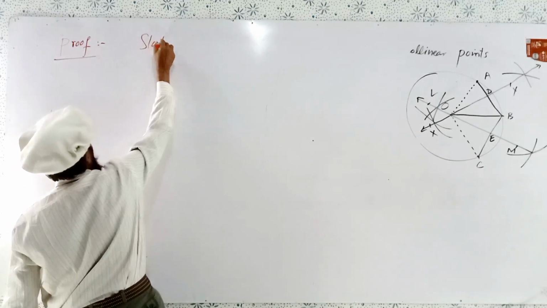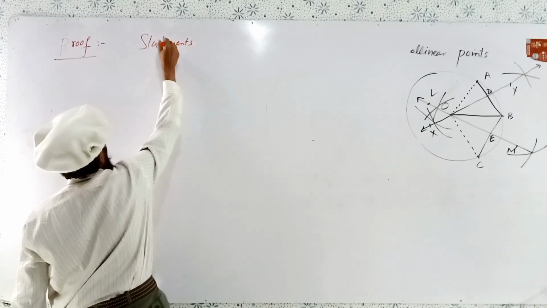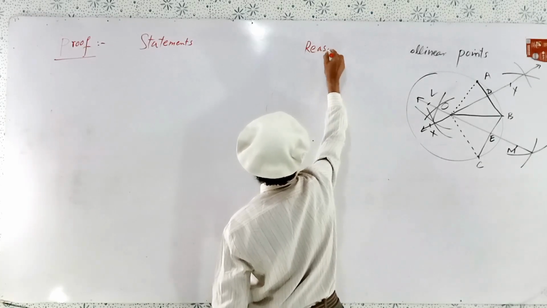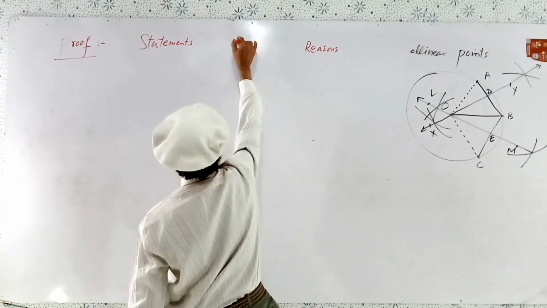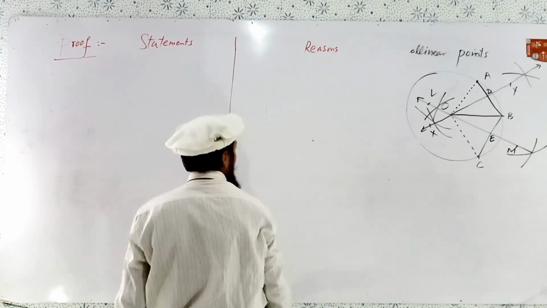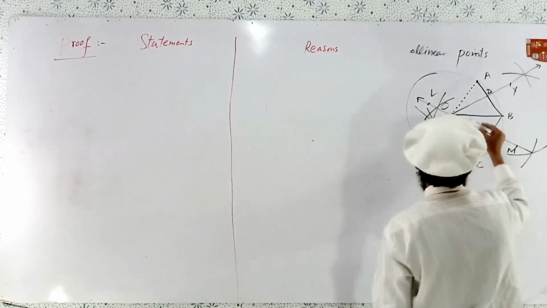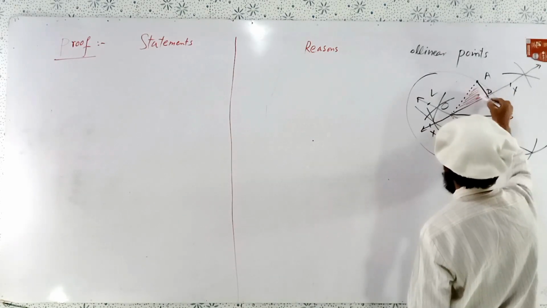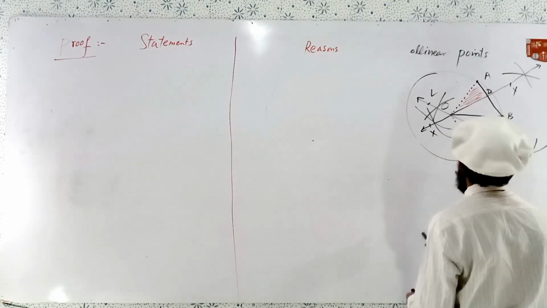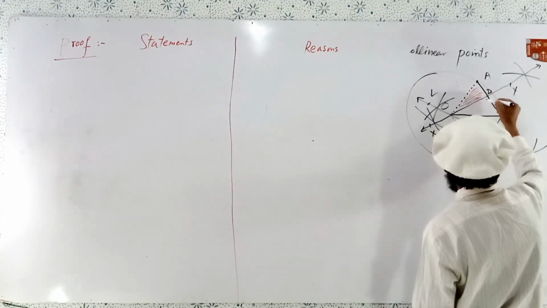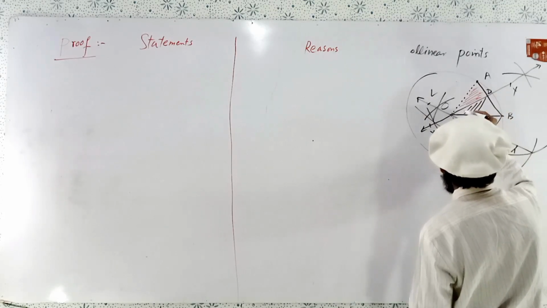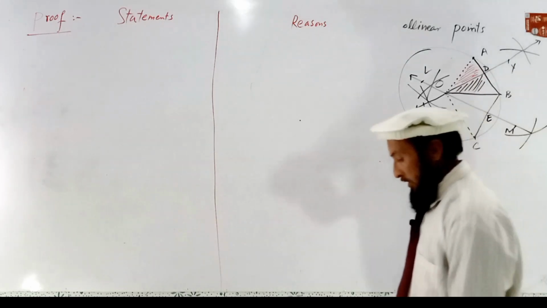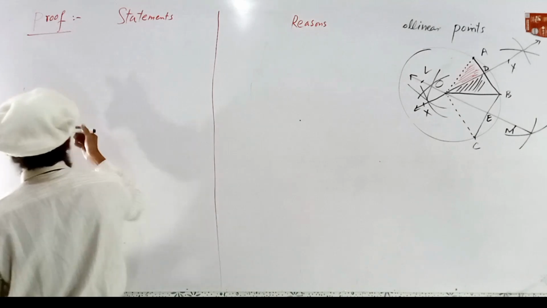Statements and reasons. Look here, we are required the comparison of these two triangles. Triangle OAD and another triangle OBD.